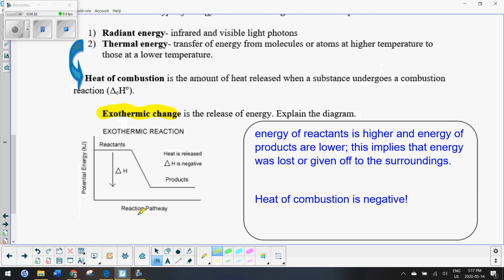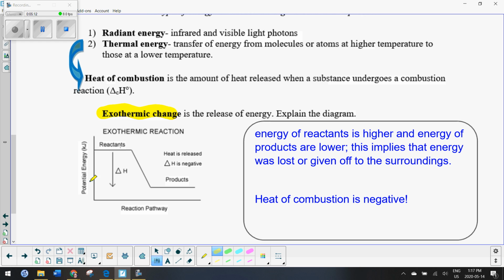So in this diagram, we have reaction pathways. So this is as the reaction progresses. This is the potential energy in kilojoules. Okay, so we have our reactants, which are higher energy than our products. So what that means is as the reaction occurs, the reactants would have a higher energy than the products, which means that the difference had to go somewhere. Okay, because you can't technically lose any energy, it just has to be transferred to something else. So that's what I explained here.